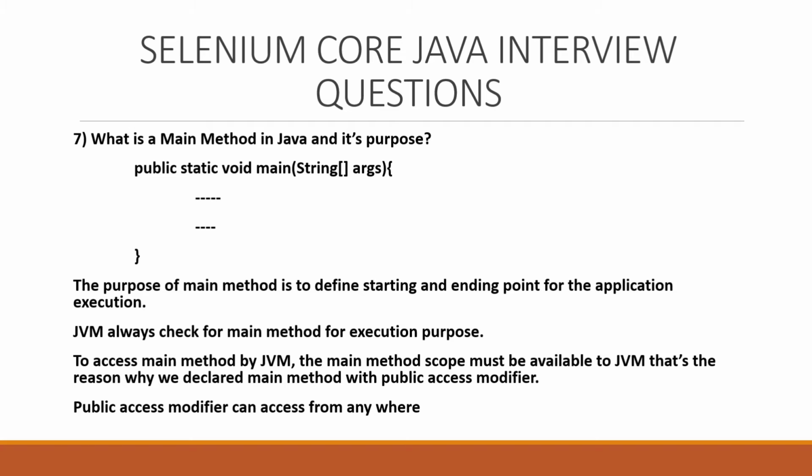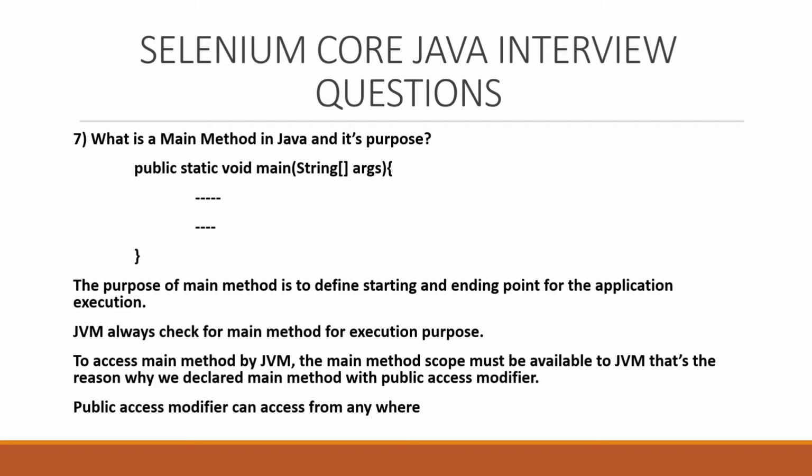For example, if I am executing one class which comes with a main method, with the help of the main method only I am going to define my starting and ending point for that particular class execution. Here the Java Virtual Machine, that is JVM, will always check for the main method for execution purposes.